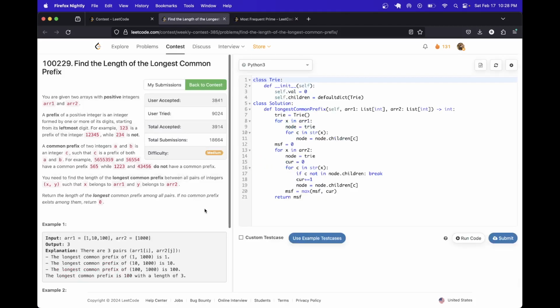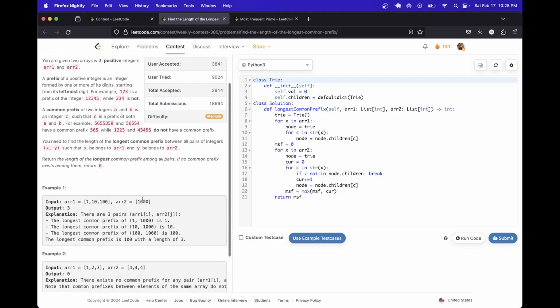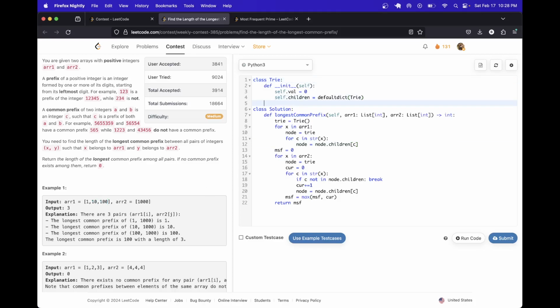Find the length of the longest common prefix. So it's actually quite similar. We have all these numbers and we want to say which one shares the longest common prefix as a string. And that's pretty much what we do. We turn them into strings. And then what I do is I put them in a trie. I think that's kind of the intent here.